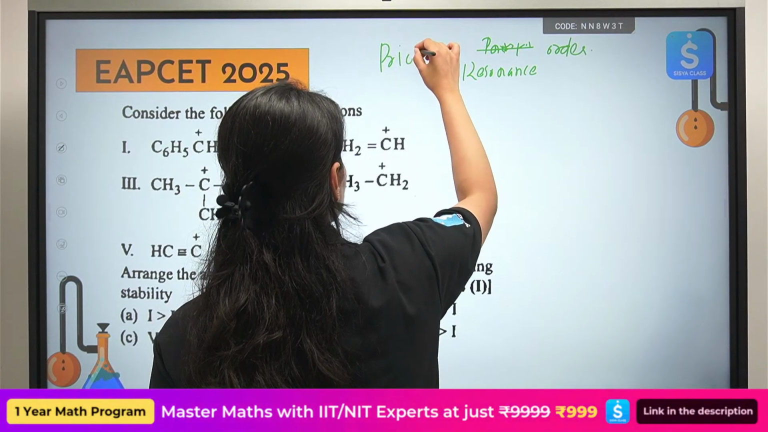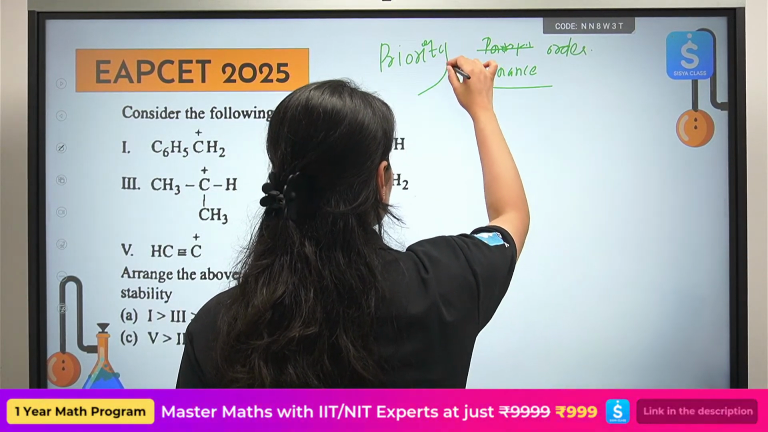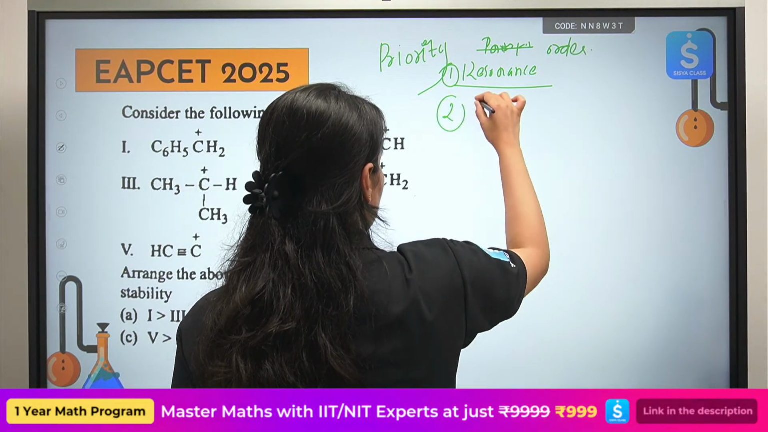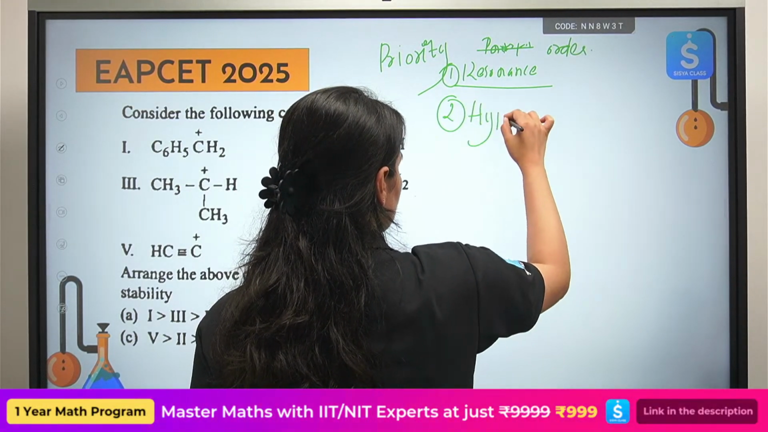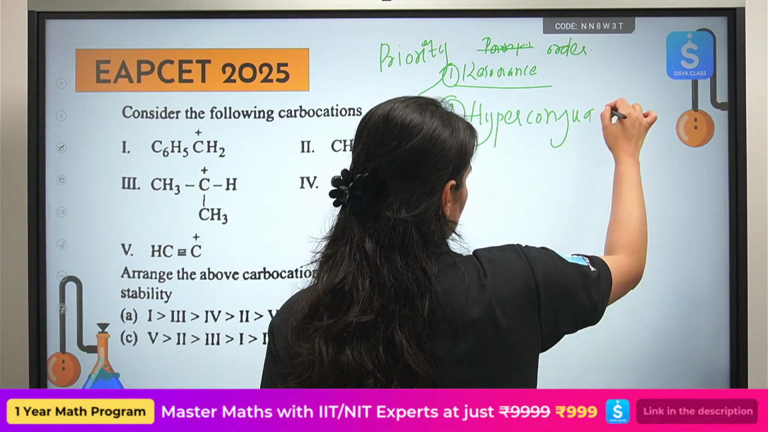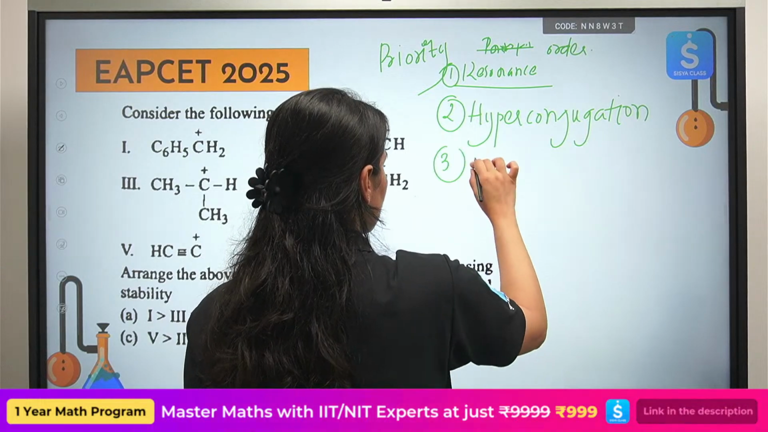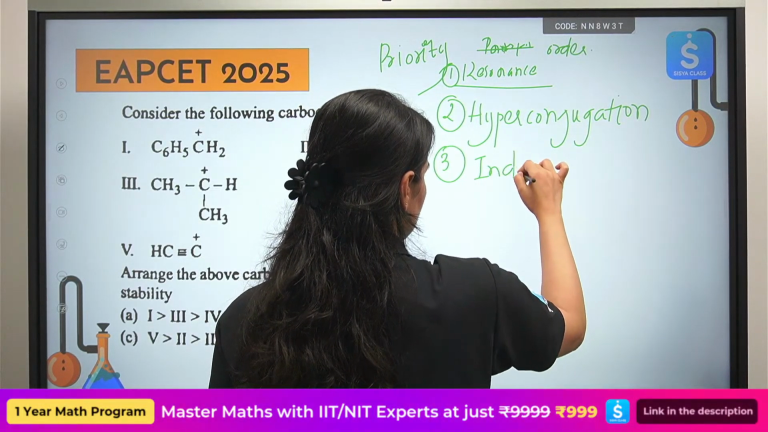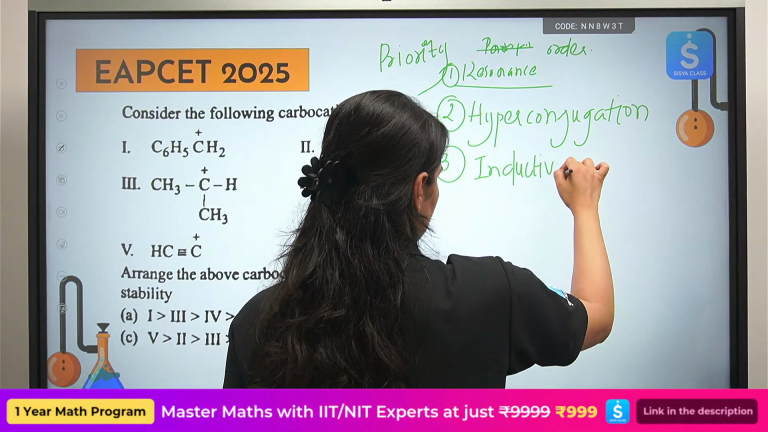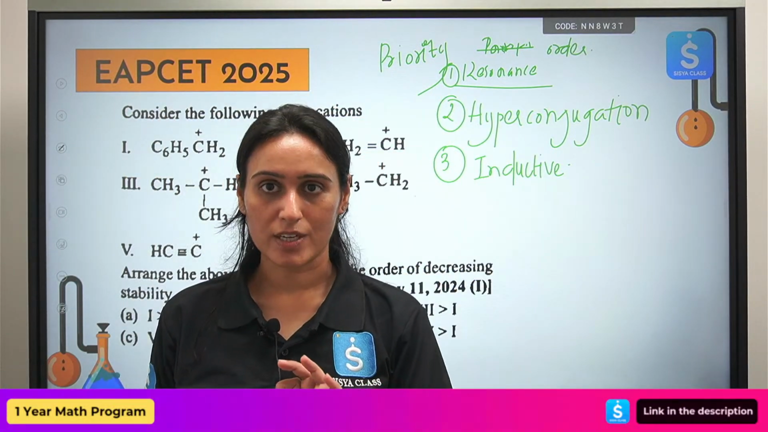Priority order. Resonance, then hyperconjugation, and third will be your inductive effect. Resonance, hyperconjugation, inductive effect. Okay.